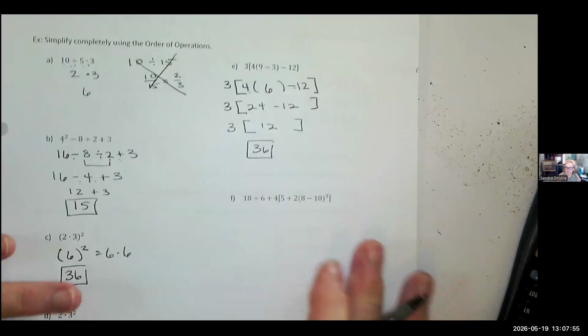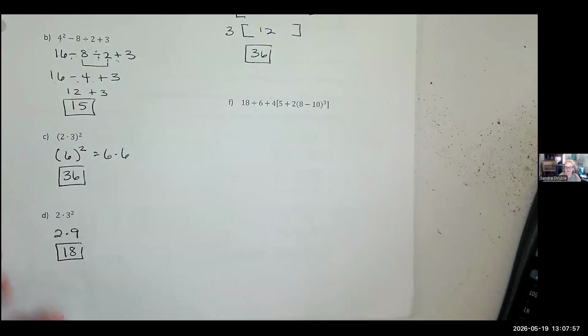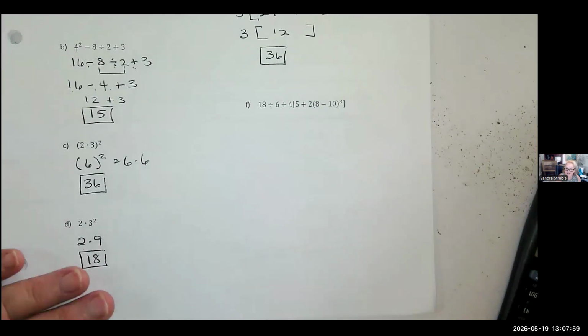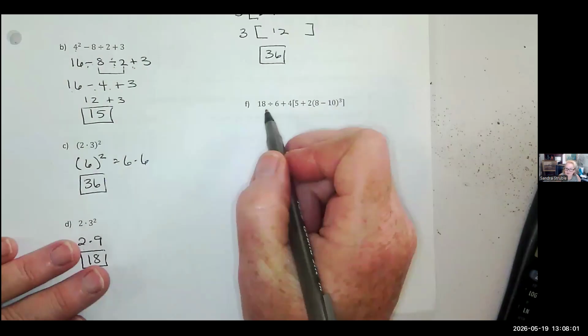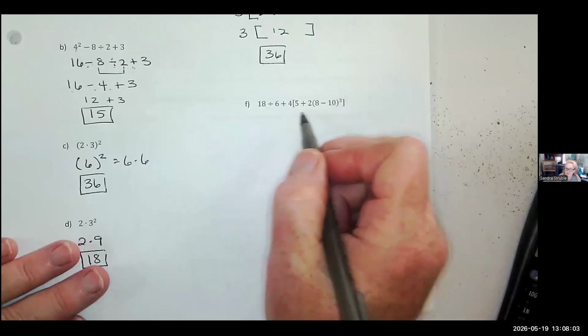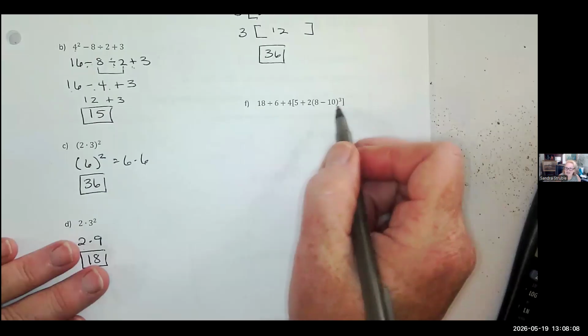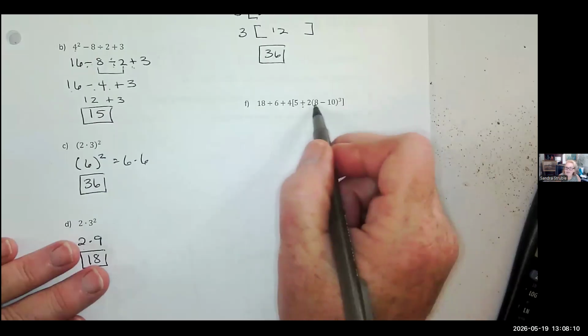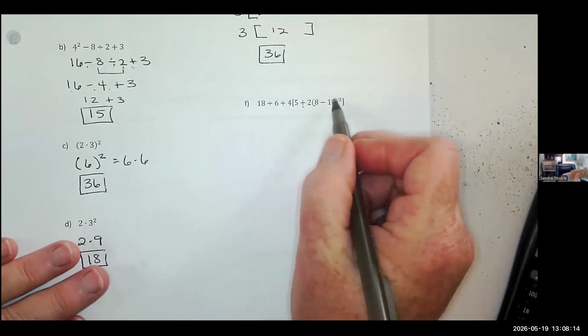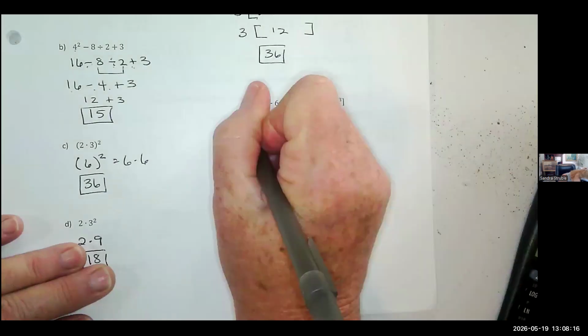Last one on this page. Lots of stuff happening here. We've got division, addition. We've got a great big old, well, this is also multiplication. We've got a great big old bracket. We've got addition. We've got multiplication, subtraction, and exponent. We have to start with our innermost parenthesis. And I'm going to do this step by step so you see what you need to do here.